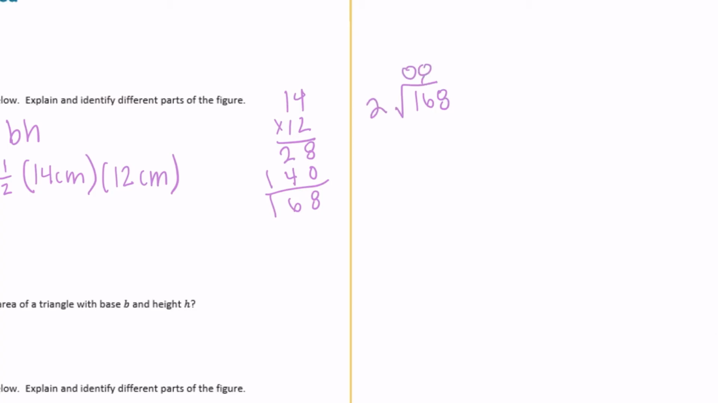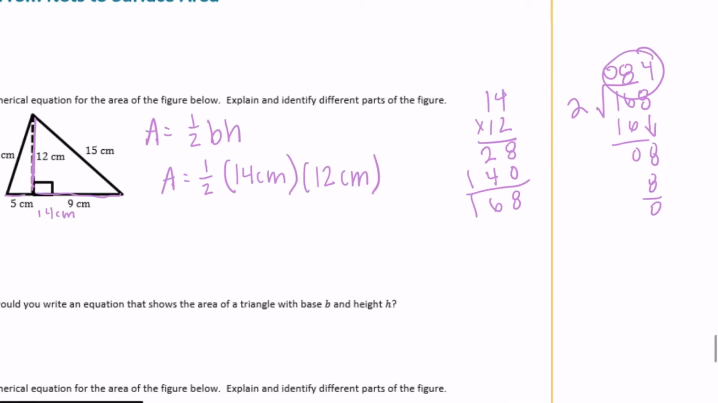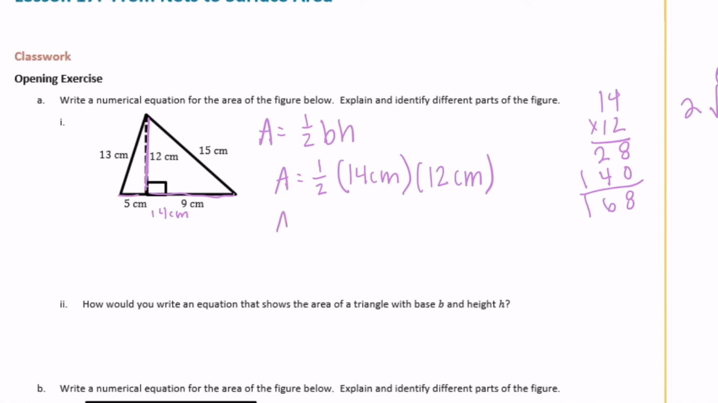2 goes into 16 8 times. Bring down the 8. 2 goes into 8 4 times. So we get 84. So the area is equal to 84 centimeters squared.